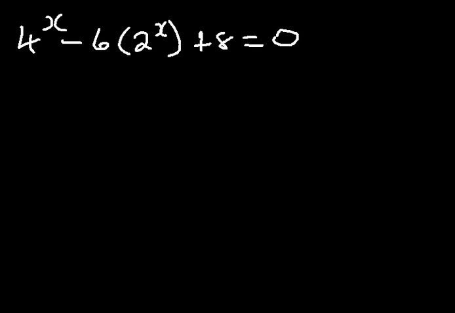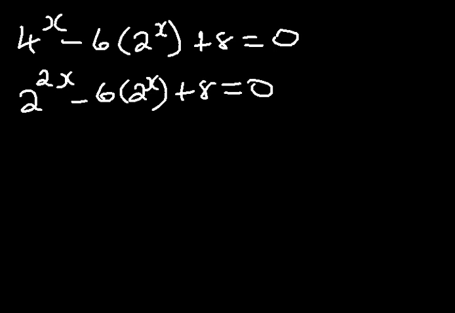And let's think about this one as well. Let's say we have 4^x minus 6 times 2^x plus 8 equal to 0. So how should you be able to solve for x here? Let's think of expressing 4 with the base of 2. So we have 2^(2x) minus 6 times 2^x plus 8, which is equal to 0.